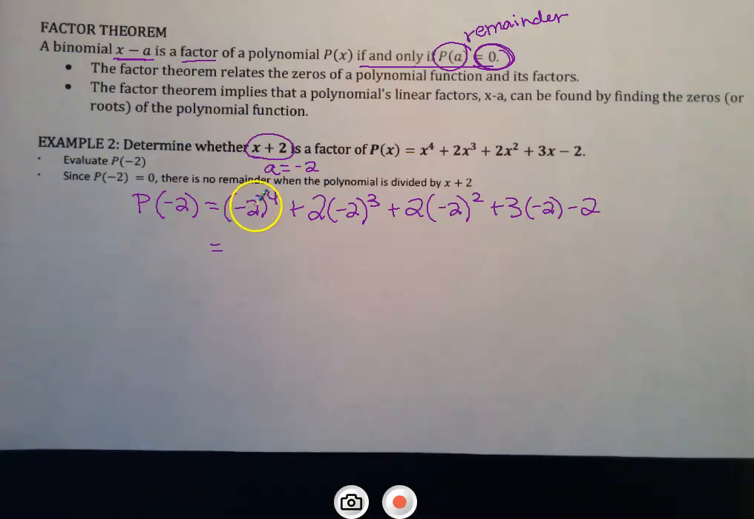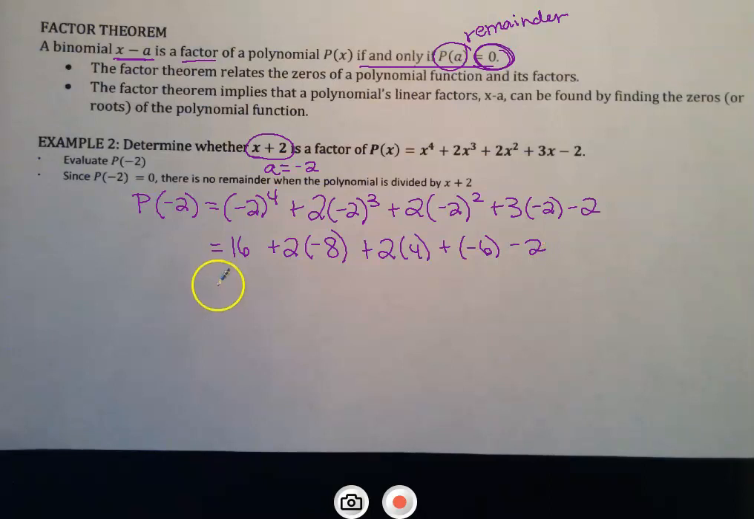So we know this is going to be positive. 2 to the 4th is 16. Plus 2 times, it's to an odd exponent, so it's going to be negative. So what's 2 cubed? It's 8, because 2 times 2 times 2. Plus 2, so negative 2 squared is going to be a positive 4. Plus 3 times negative 2 is negative 6 minus 2. All right, so now we've got 16, 2 times negative 8 is minus 16, plus 2 times 4 is 8, minus 6 minus 2.